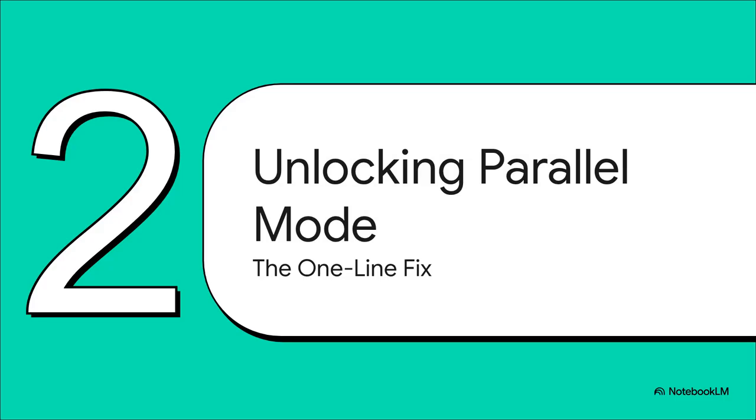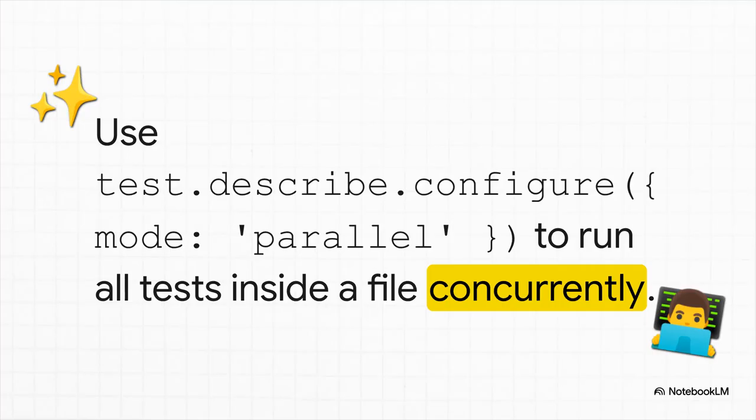Okay, so we get the problem, we get the goal. Now for the best part, the fix. You might be bracing yourself for some big, complicated code change, but honestly, it's almost laughably simple. It all comes down to one single, powerful line of code. This is it. This is the whole trick right here. You just add test.describe.configure and you set the mode to parallel at the very top of your test file. You're basically telling Playwright, hey, for this file and this file only, I want you to ignore the default rules. I'm giving you permission to unleash every worker you've got and run these tests all at once.